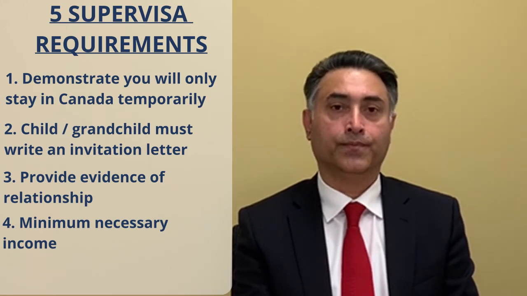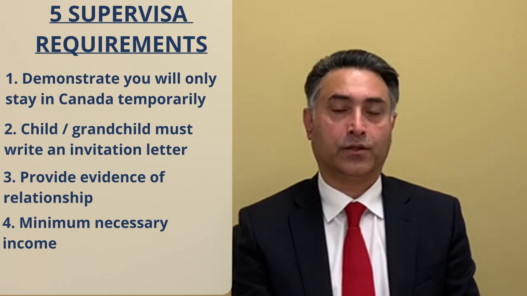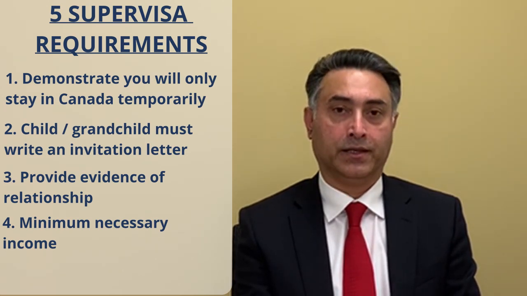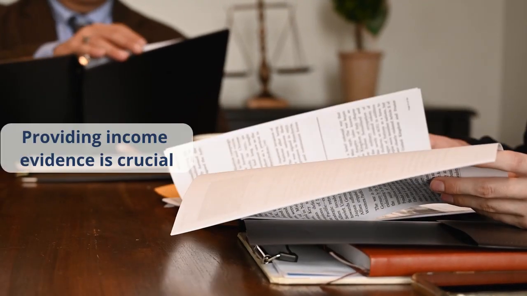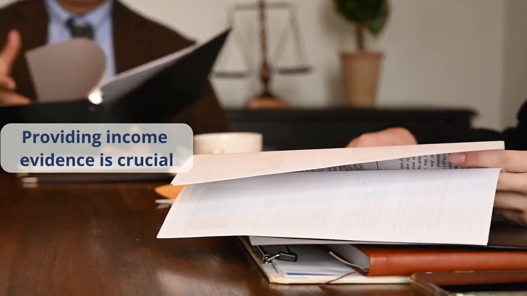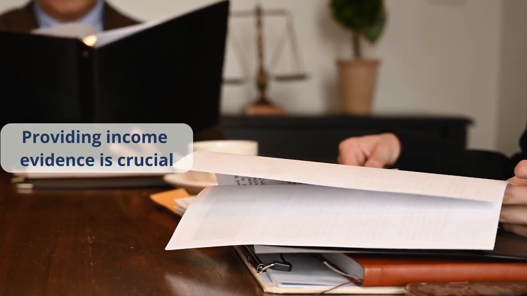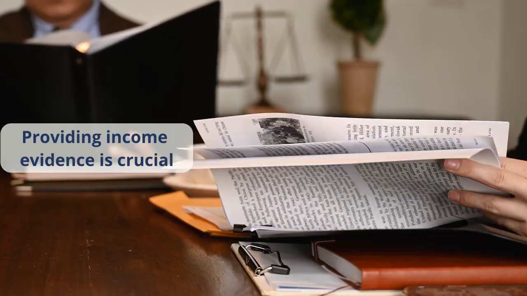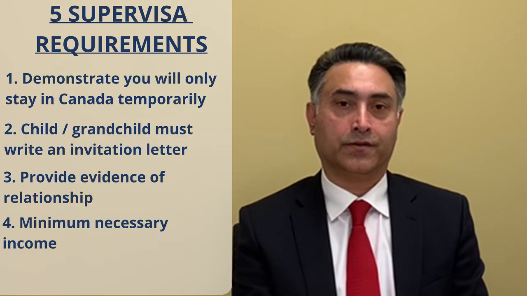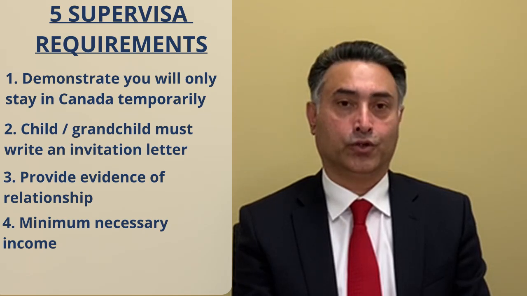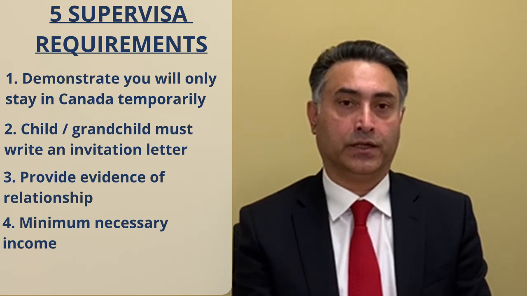You have to explain that calculation, you have to explain about your family and list your family members, and at the same time lead evidence to show that your last tax return was good enough to meet the minimum necessary income requirement. And during the application process, you should provide the notices of assessment, your tax returns, your T4s, your salary slips, and other evidence to show that you meet the minimum necessary income requirement.